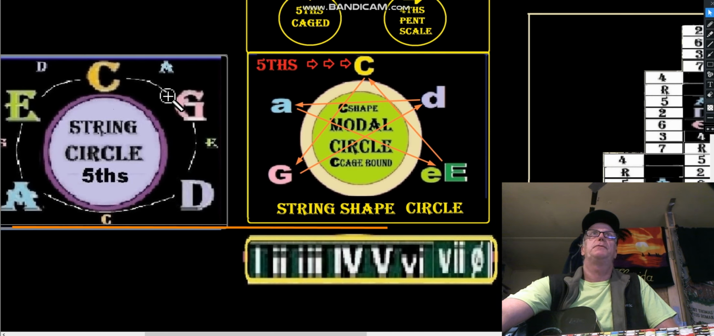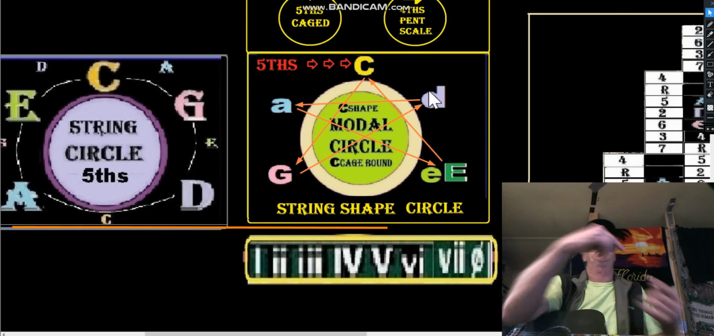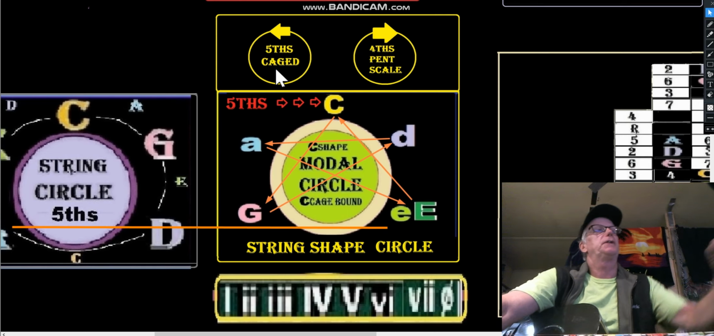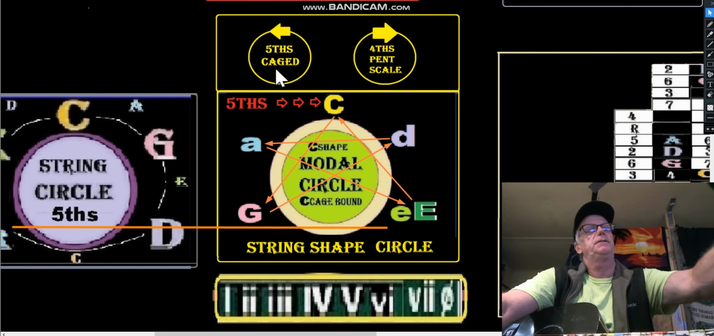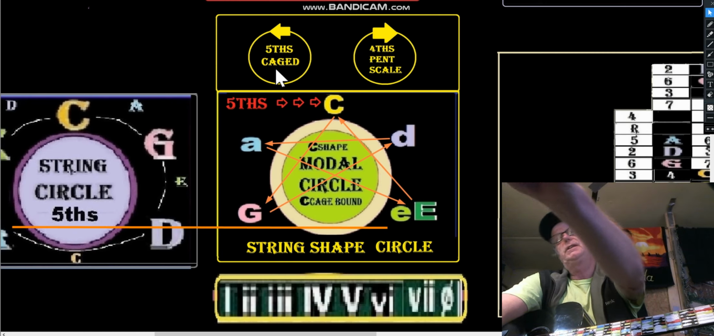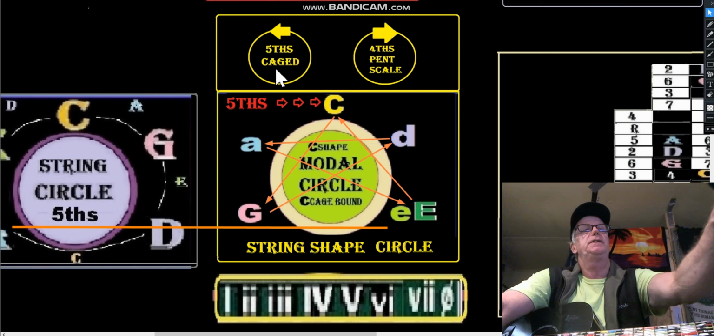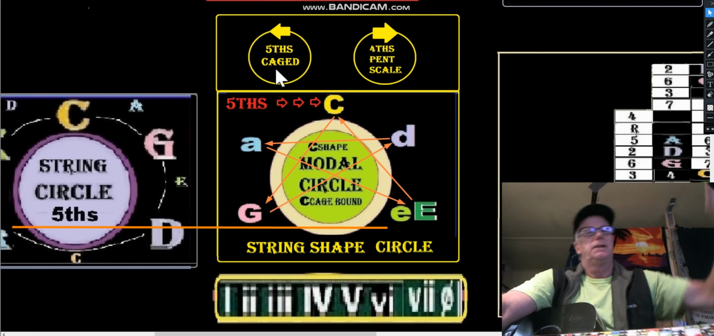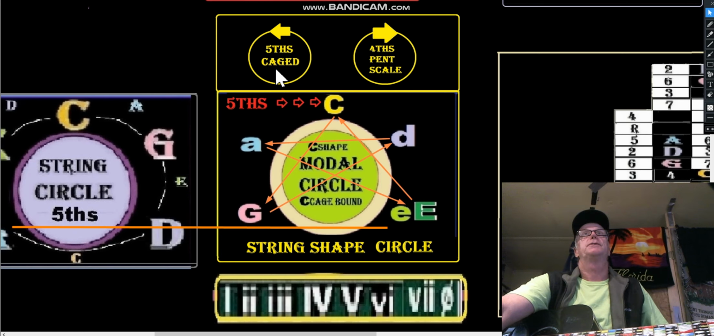Circle of string shaped fifths. Same thing, so it's really going this way, that way. I know it's confusing. This way is fourth pentatonic scale. This way is fifth caged. When I say pentatonic scale, I'm talking about C, D, E, G, A, C, D, E, G, A. Cage is C, A, G, E, D, C, A, G, E, D. Same thing, just backwards. So that's important.